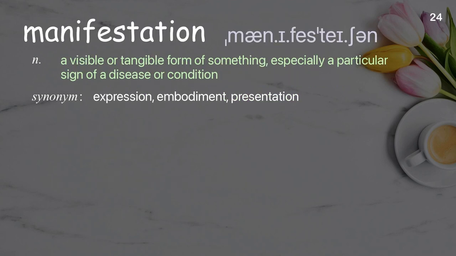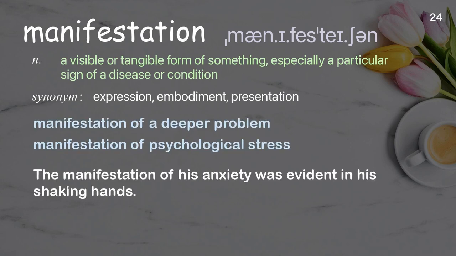Manifestation. A visible or tangible form of something, especially a particular sign of a disease or condition. Examples: manifestation of a deeper problem, manifestation of psychological stress. The manifestation of his anxiety was evident in his shaking hands.